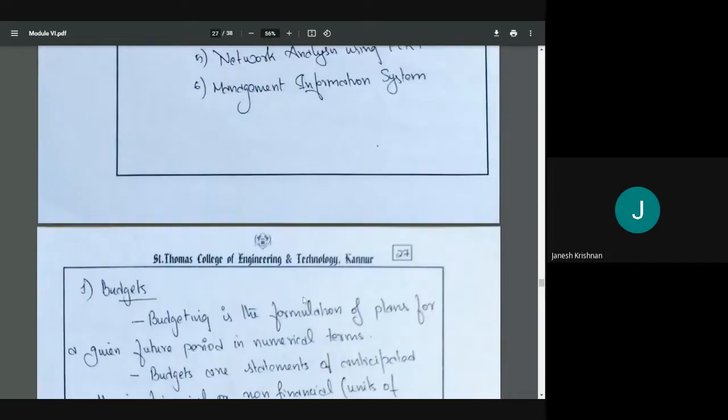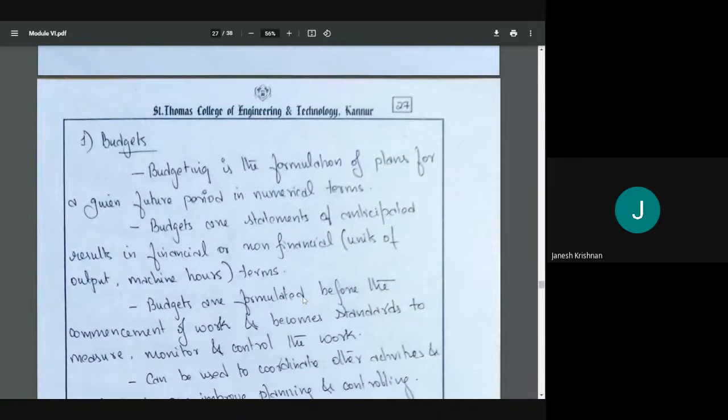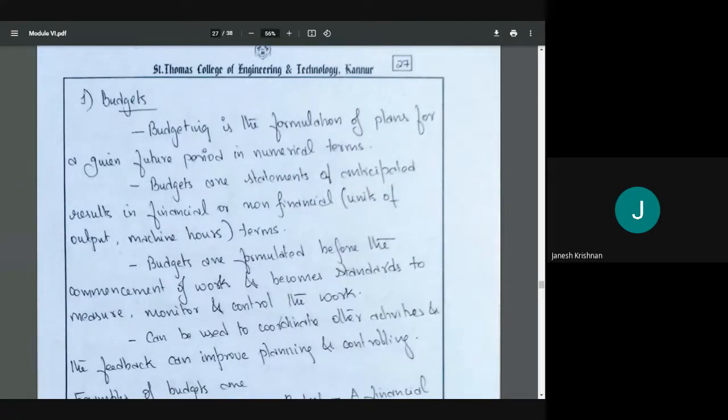So what is budget? Budget means the formulation of plans for a given future period. So budget is for a future period in numerical terms. Whenever you say budget, it will be in numbers, right? Budget is the formulation of plans for a given future period in numerical terms.